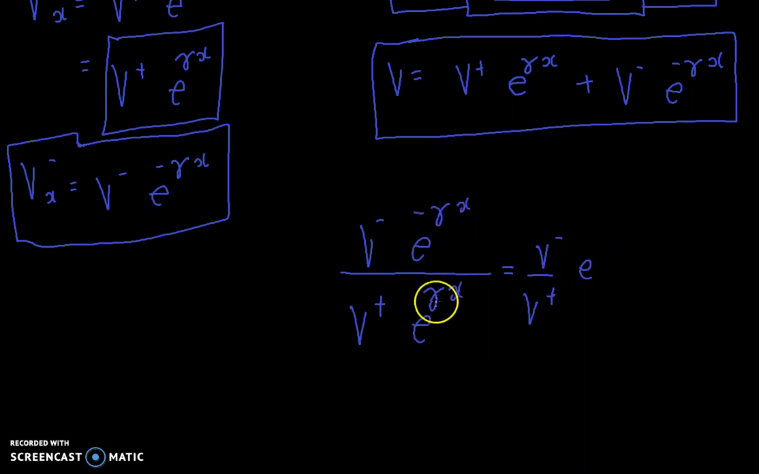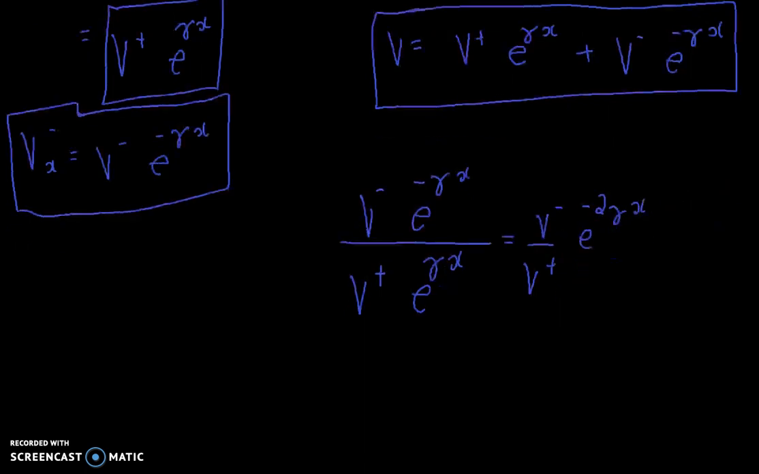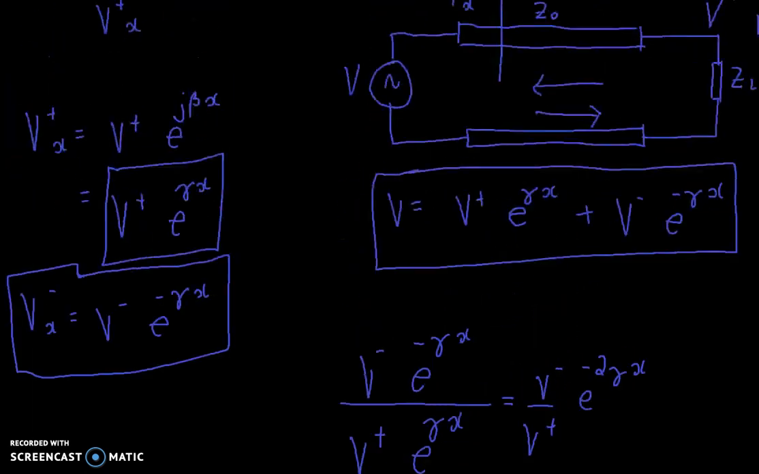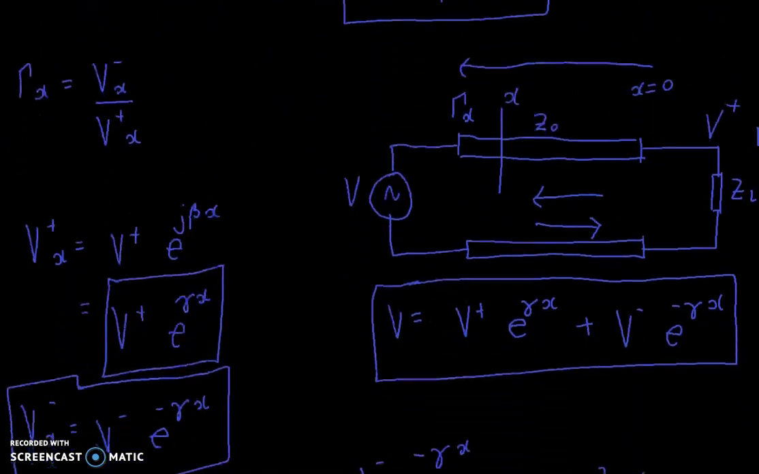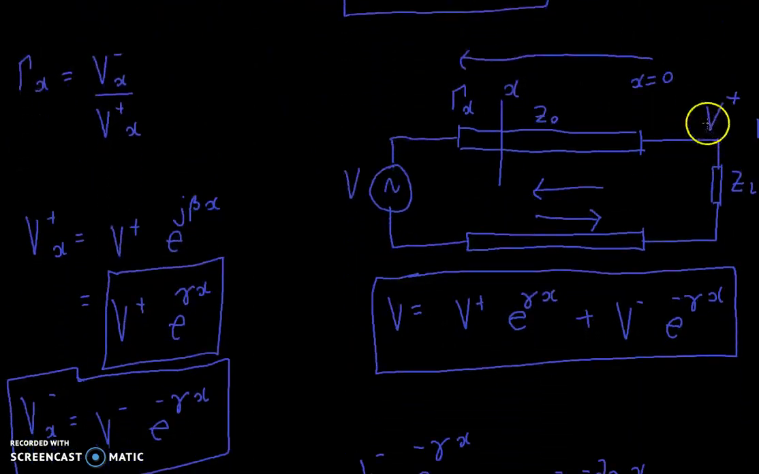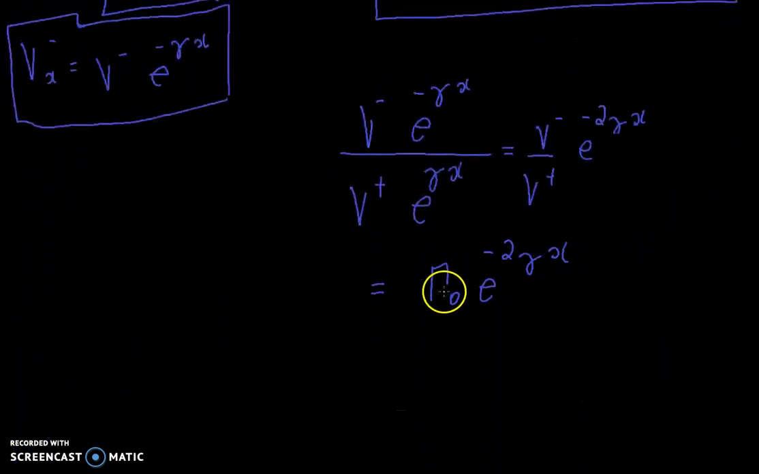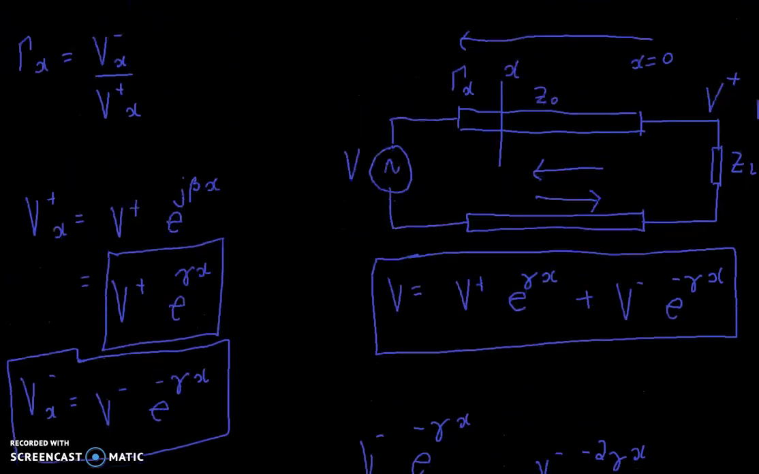Now e to the minus gamma x divided by e to the gamma x is just equal to e to the minus 2 gamma x. And now the last step is just to substitute. Remember that V minus divided by V plus is equal to gamma. So this is equal to gamma, which we also write as gamma naught sometimes, times e to the minus 2 gamma x. And that's how we calculate the reflection coefficient at any point on the line. Remember that we don't have only the reflection coefficient at the load here. If we substitute x equals 0, we just get gamma naught. So we can see that the formula is true.